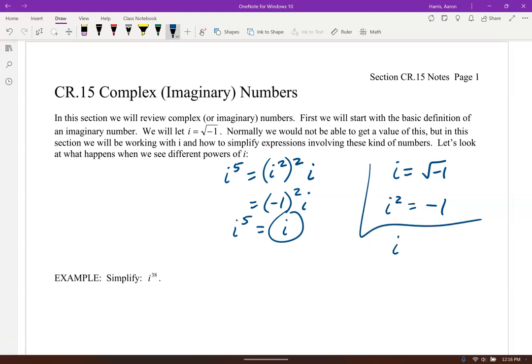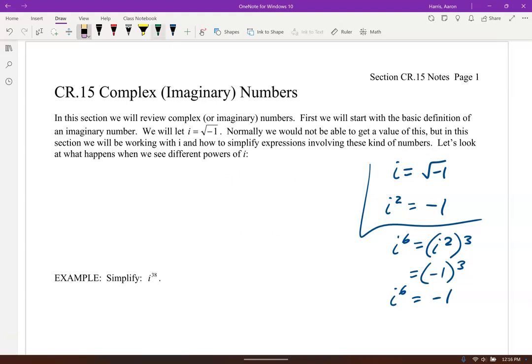Let's keep going. Let's go i to the sixth. That's i squared to the third, right? i squared is negative 1, to the third. So it's negative 1 times negative 1 times negative 1. i to the sixth simplifies to negative 1. Let's do one more, last one, I promise. i to the seventh. i squared, I can take 3 of those. There's 6 i's, and I have 1 more left over to make 7 i's. So this is negative 1 to the third, and then times i. So negative 1i. i to the seventh is negative 1i.